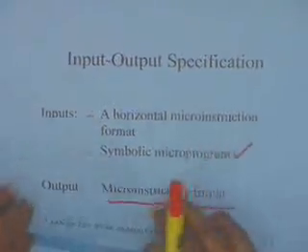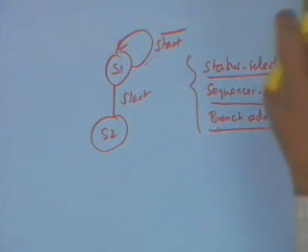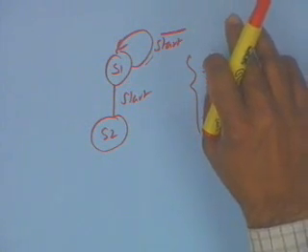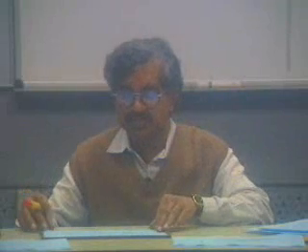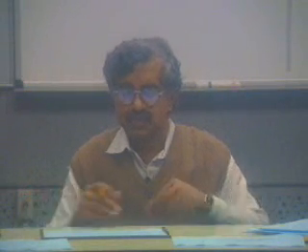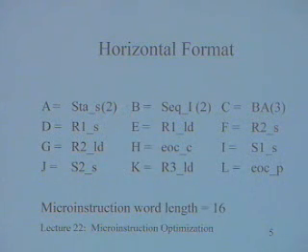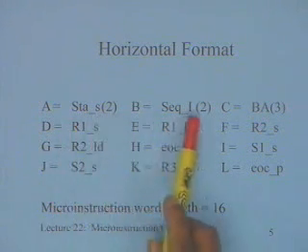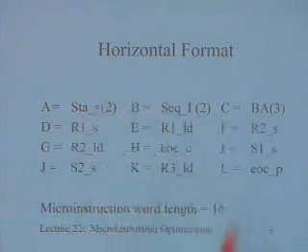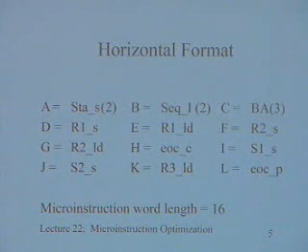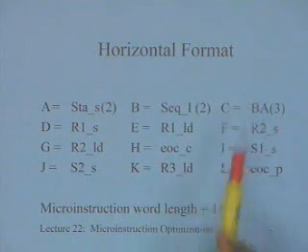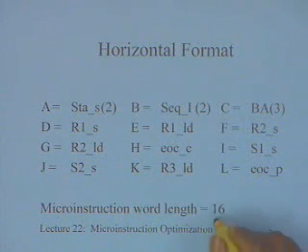What is the other input? The other input is a horizontal microinstruction format. A horizontal microinstruction format is nothing but the set of control signals that I have. So I have these control signals. I just named them A, B, C, D, E, F, G, H, I, J, K, L. I am also putting in brackets whenever the width is more than 1. Some of the control signals have a width of 1, it's 1 bit, but some of them have, like say, this is 2 bits, this 2 bits, this branch address is 3 bits, and so on. So 9, 11, 5, 16. So my microinstruction word length is 16.